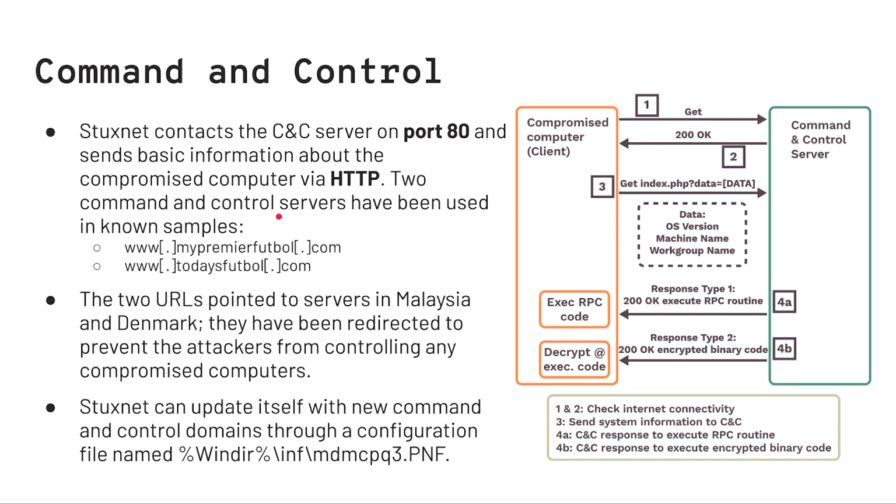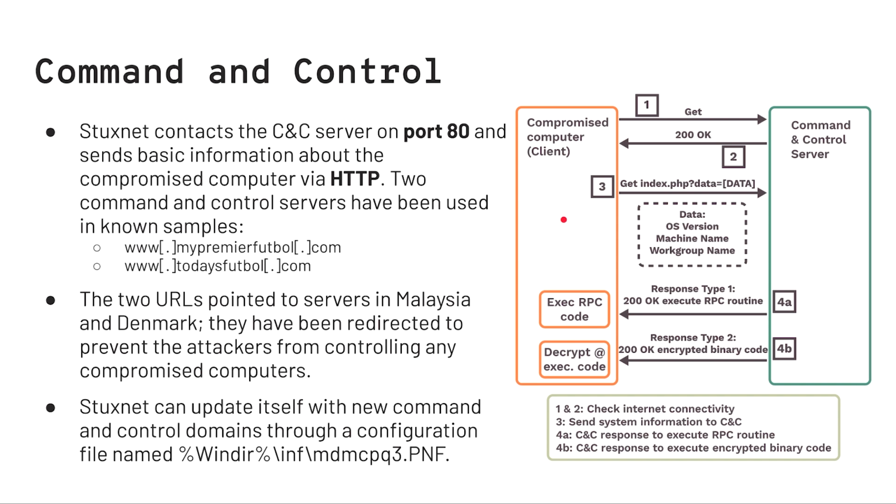So we know of two command and control servers that have been used in known samples. One is mypremierfootball.com, and the other one is todaysfootball.com. These URLs in the past would point to servers in Malaysia and Denmark, but since Stuxnet was discovered, they have been redirected to make sure that Stuxnet won't propagate further. Still, Stuxnet has the ability to update itself with new command and control domains through that specific file here that resides in the Windows directory in the inf subdirectory.